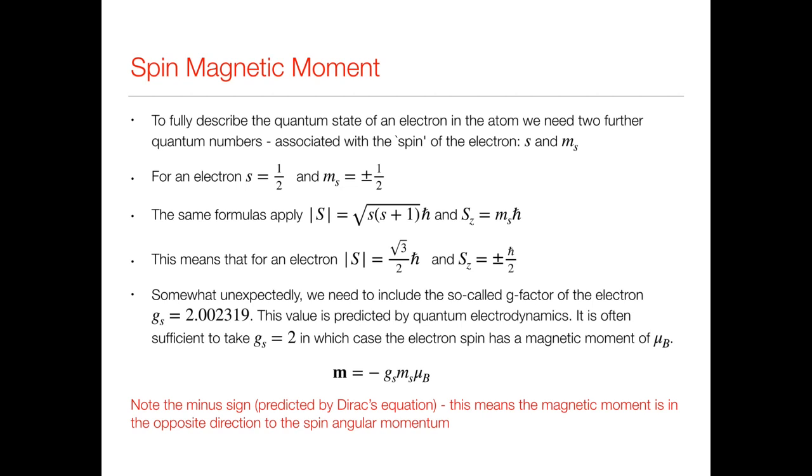Spin is a form of angular momentum. We know that because it can interact with the orbital angular momentum that we're familiar with. They can combine together to form a total angular momentum, and that total angular momentum is conserved.